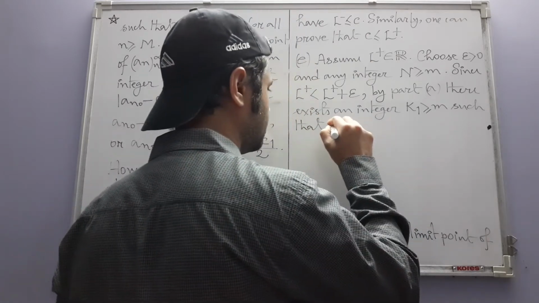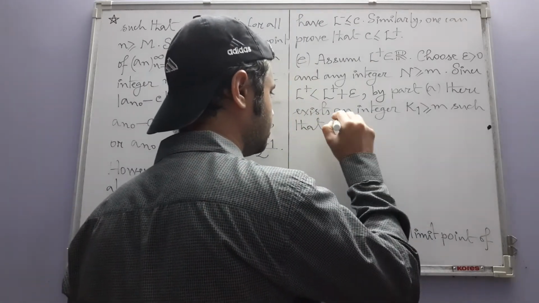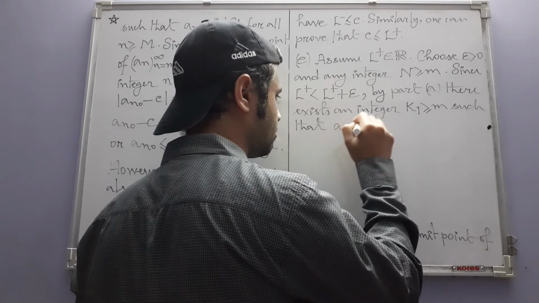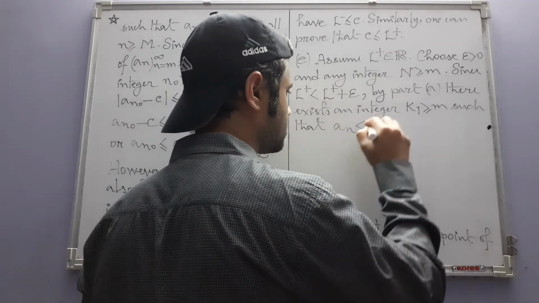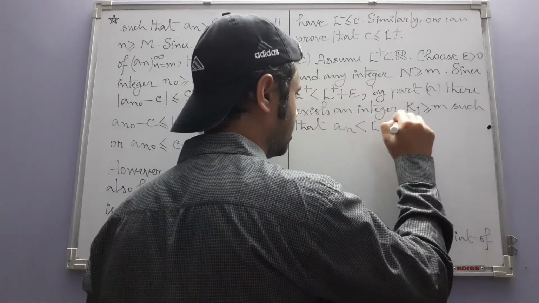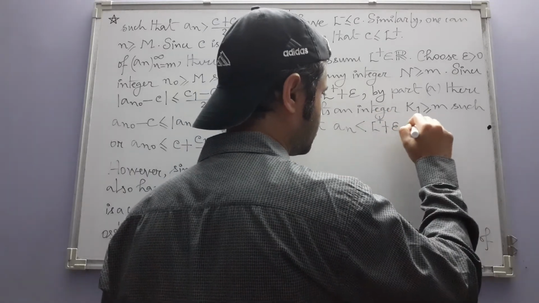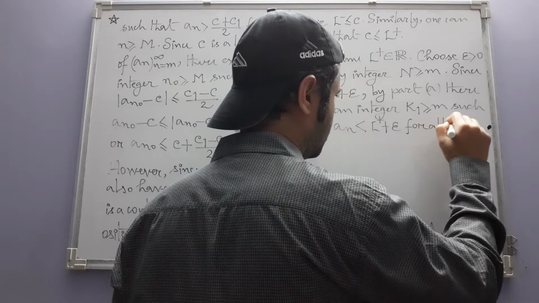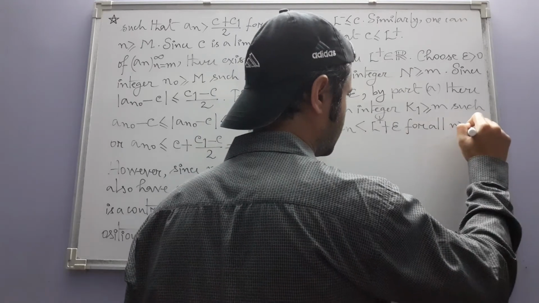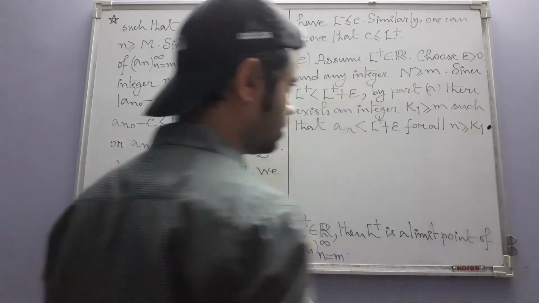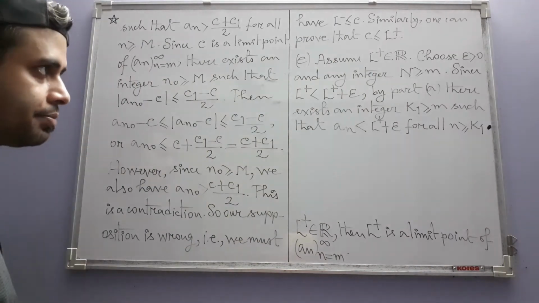So such that a_n is strictly less than L plus epsilon for all n greater than or equal to k1.